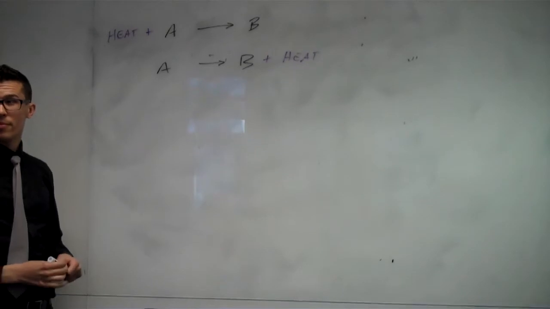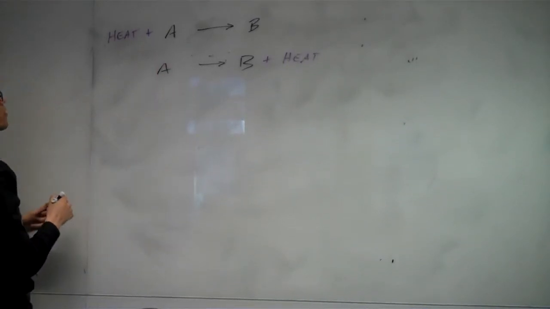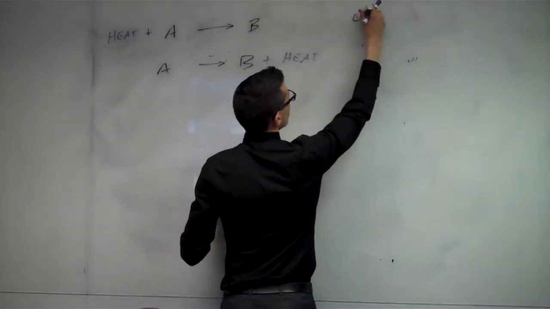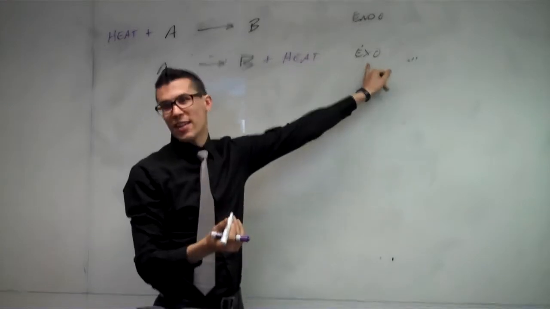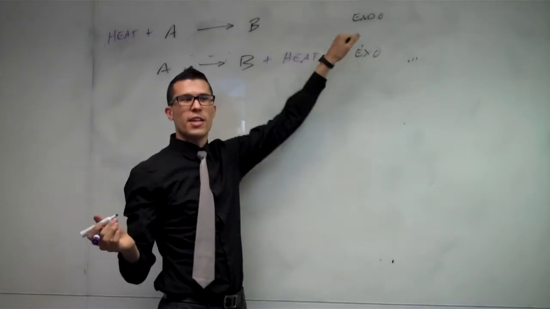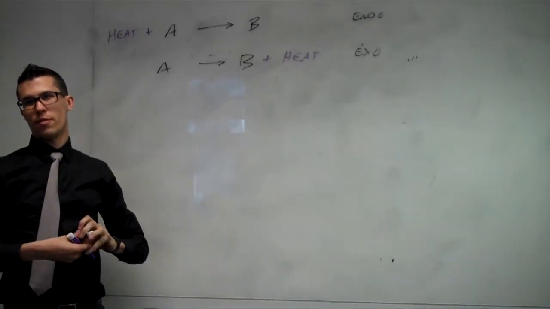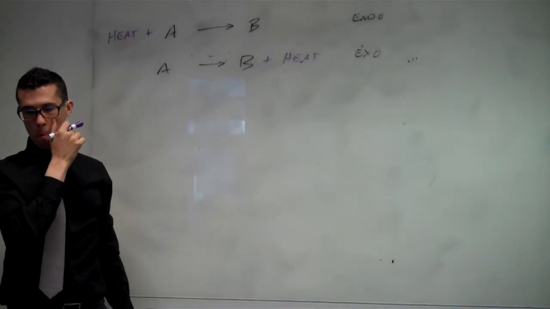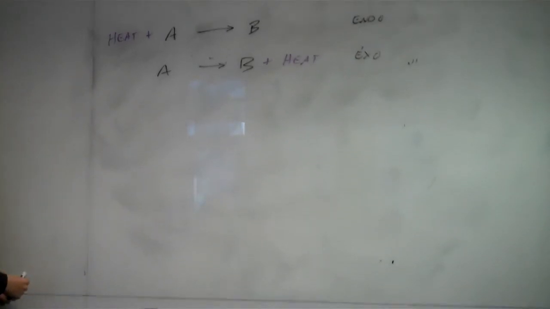Okay? Which one is on top? Exo. This is endo, this is exo. Heat is exiting the reaction here. Heat is entering the reaction here. If you don't remember that, it's a good way to remember.